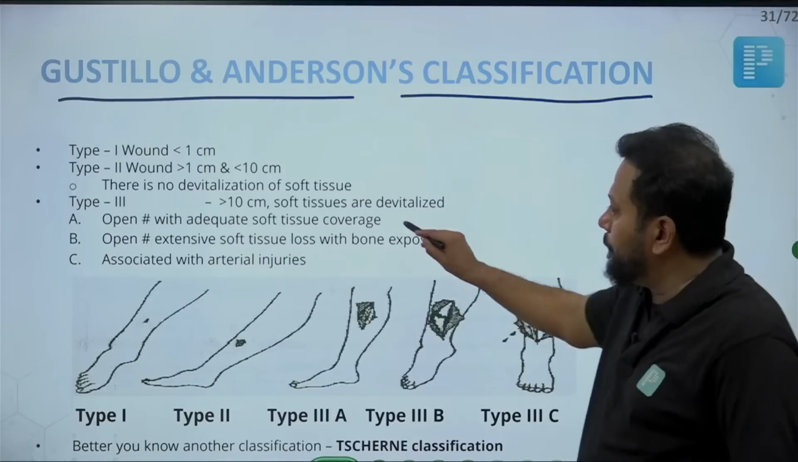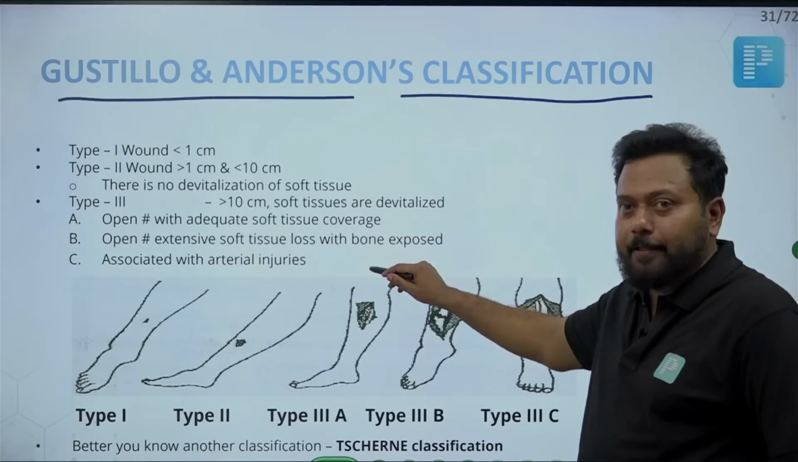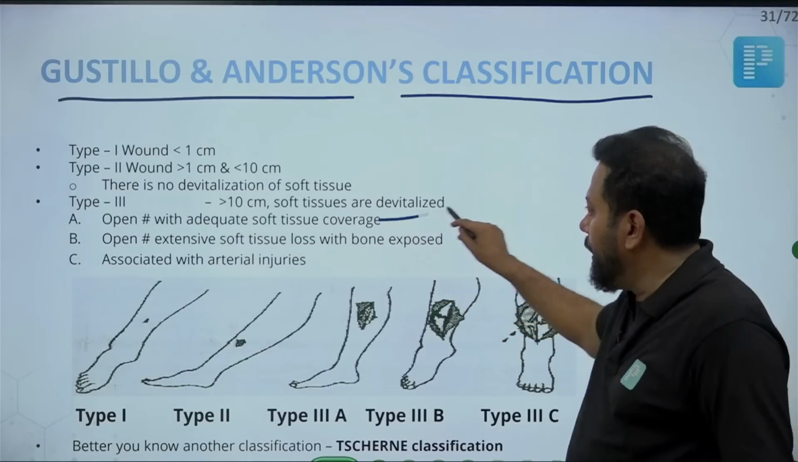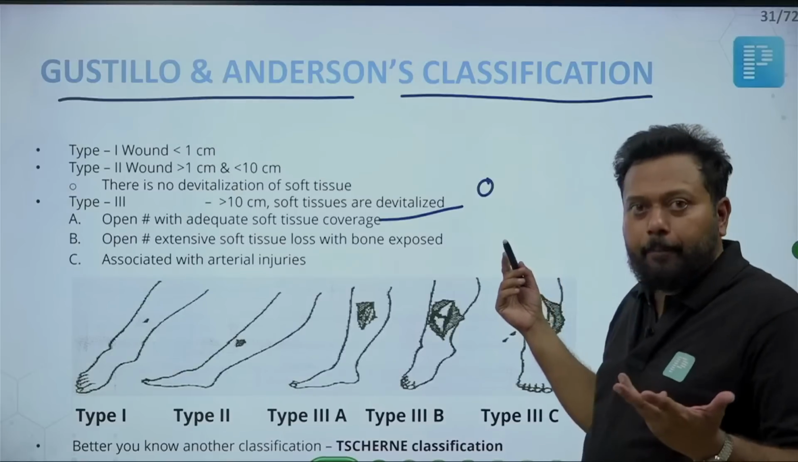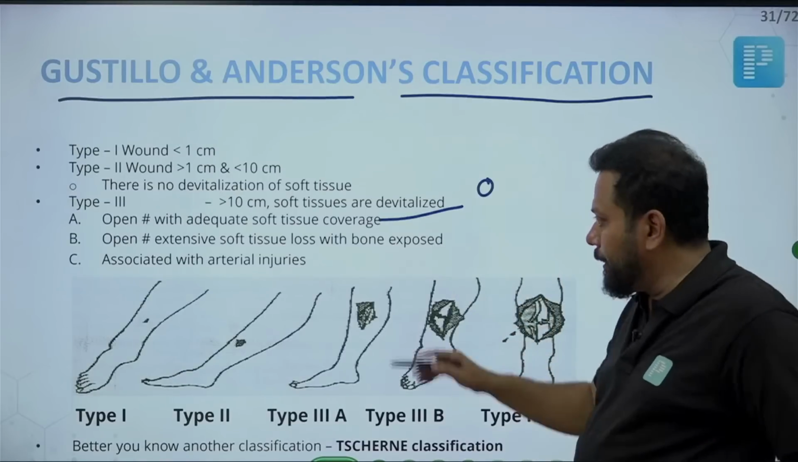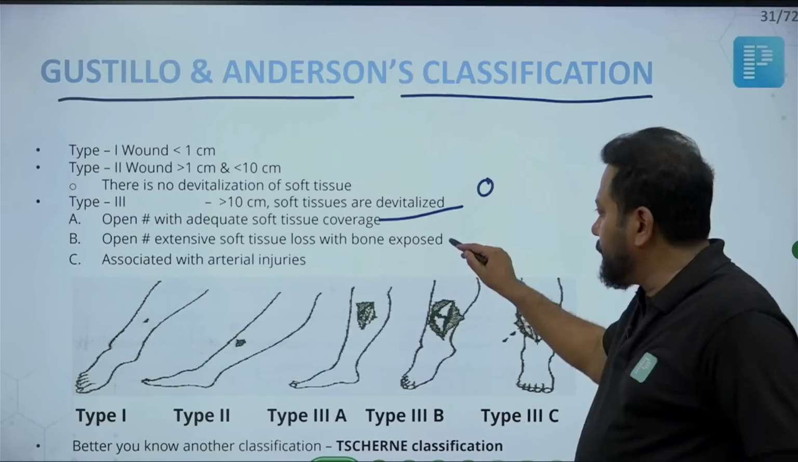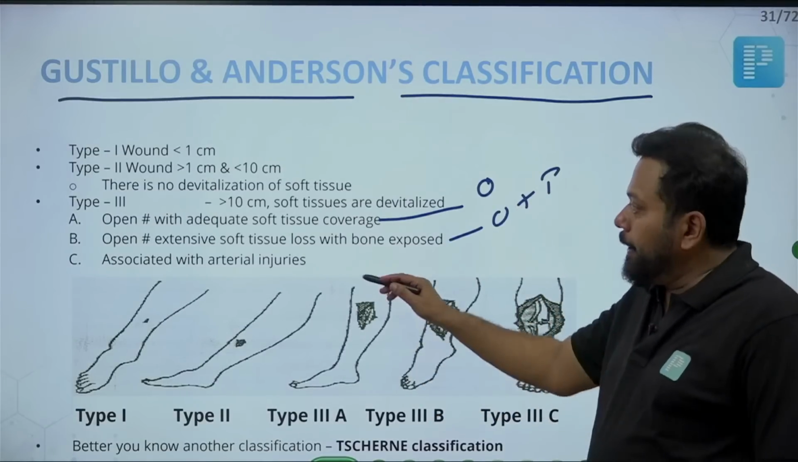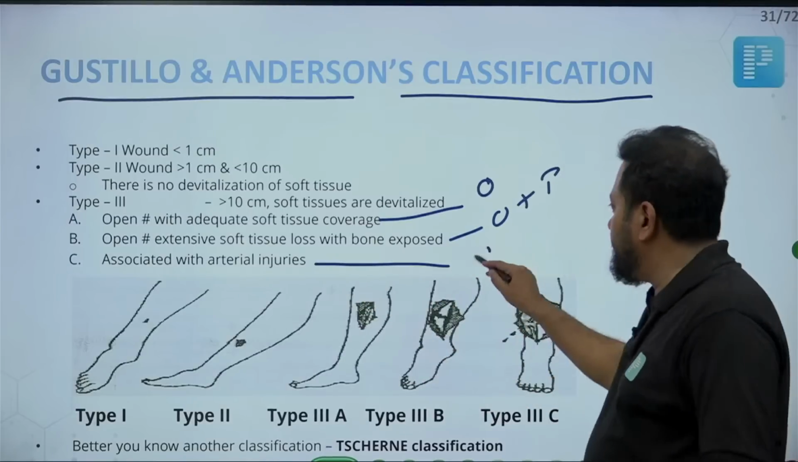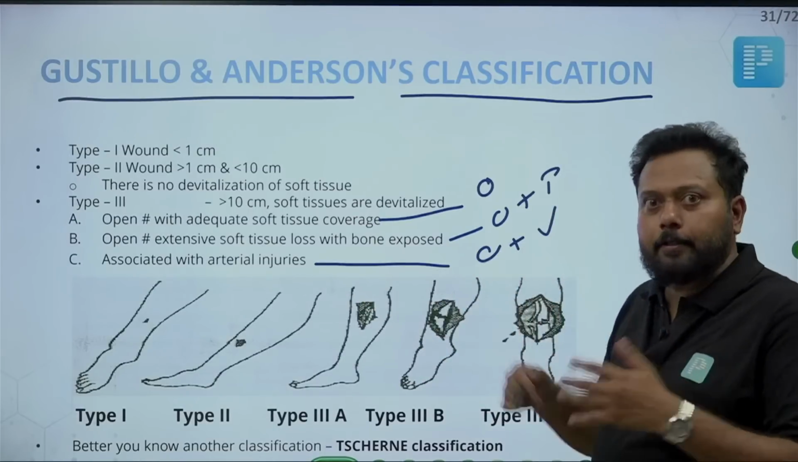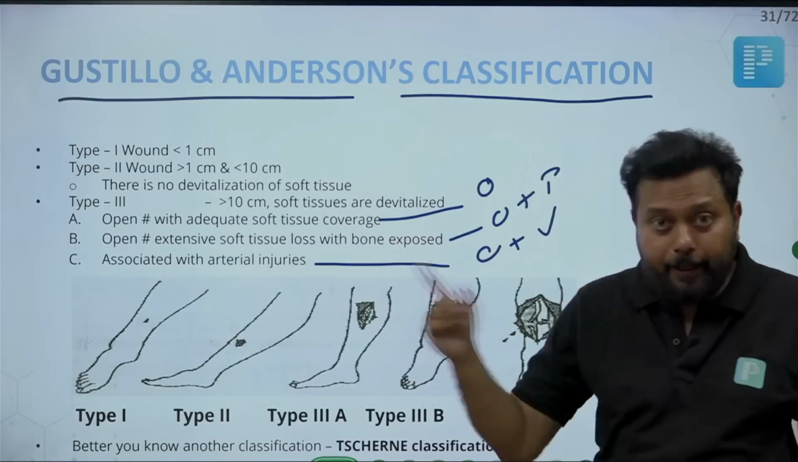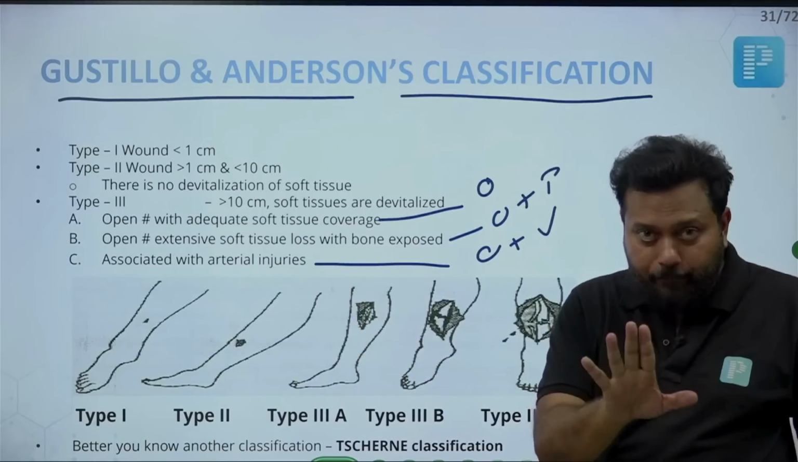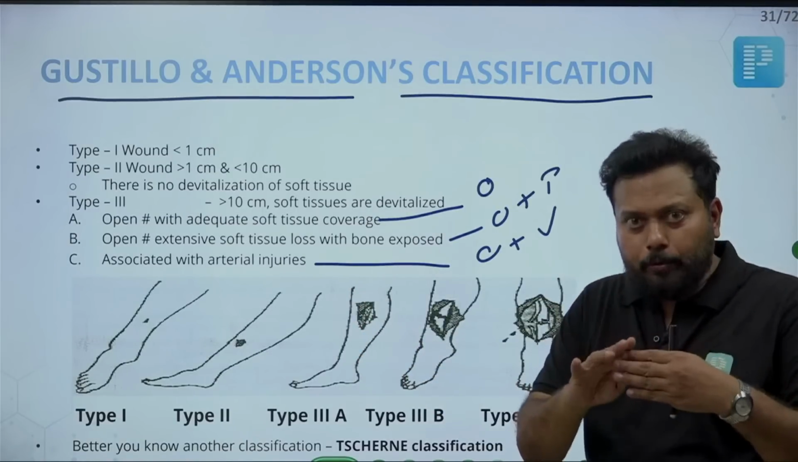This is how I used to remember it. Type 3A, only an orthopedician is enough because you can close with the same skin. Type 3B needs skin grafting, so orthopedician plus plastic surgeon. Type 3C, there is arterial injury, so orthopedician plus vascular surgeon. Just like that. So this is a guaranteed slide, a question will come from this. Kindly go through this again and make notes.